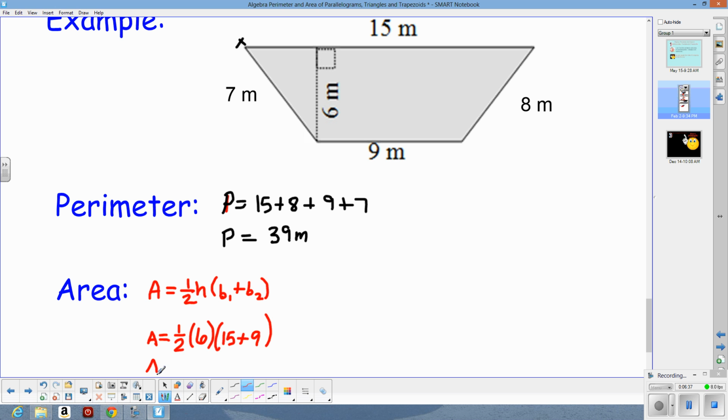Now you can go ahead and write your answer. 1/2 times 6 is 3, and then 3 times, what do we have here, 24? 3 times 24, that's going to be 72. And it's going to be meters squared.